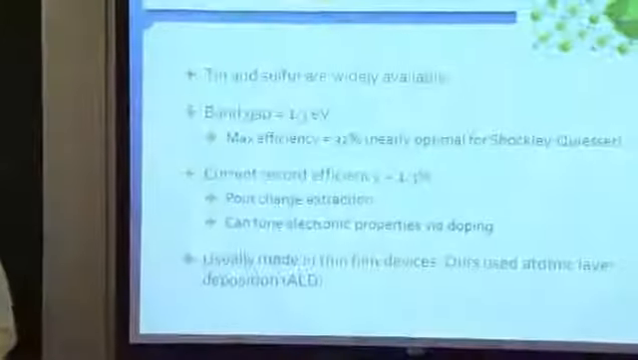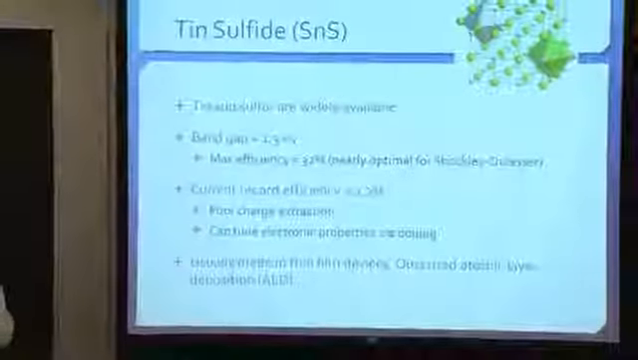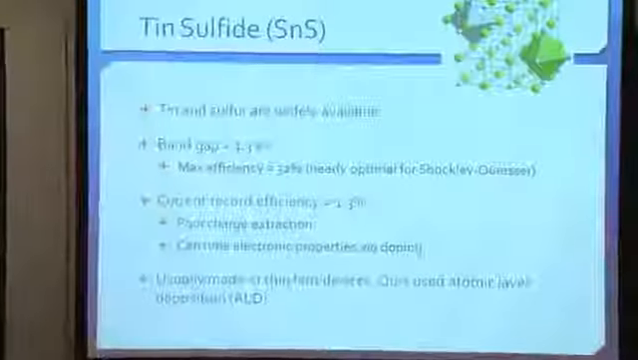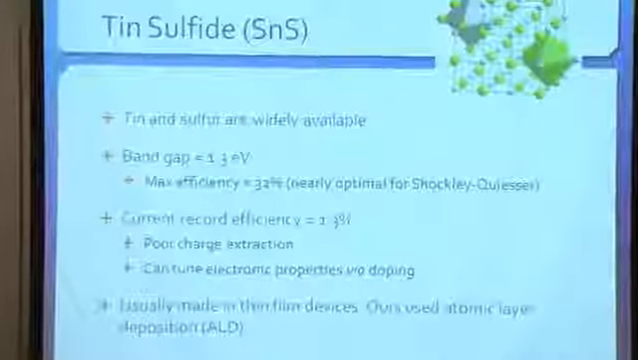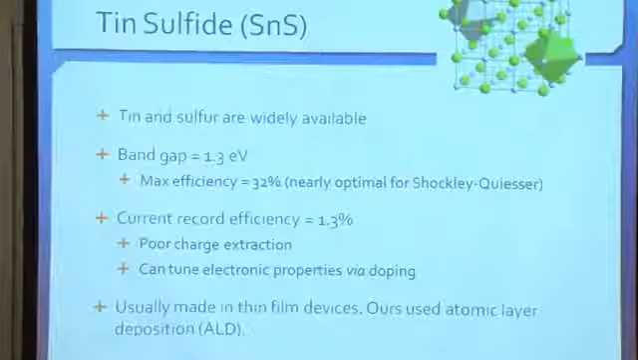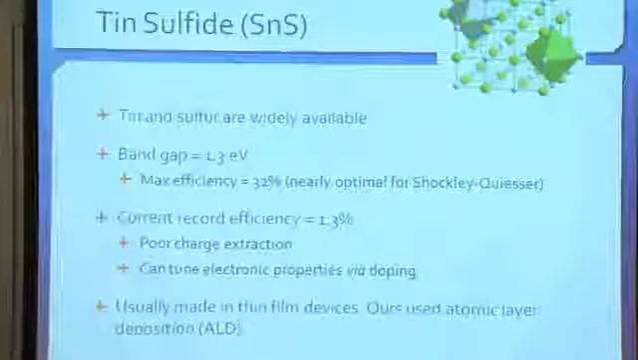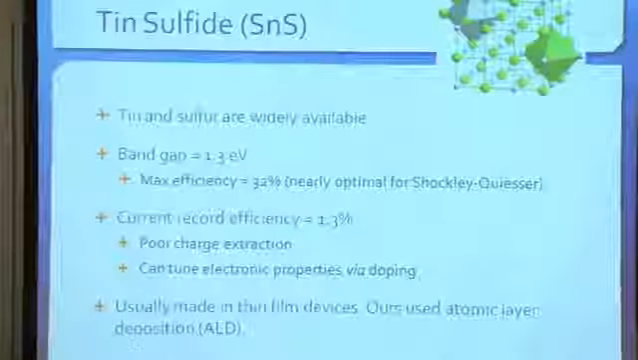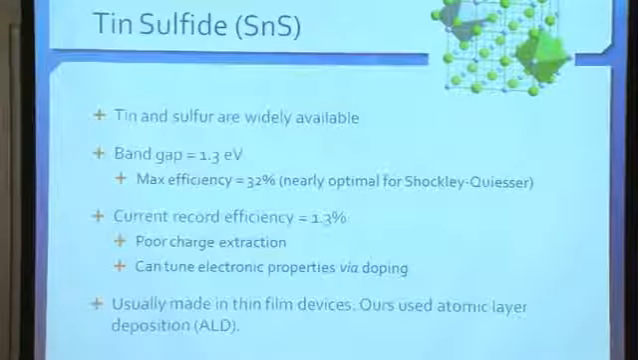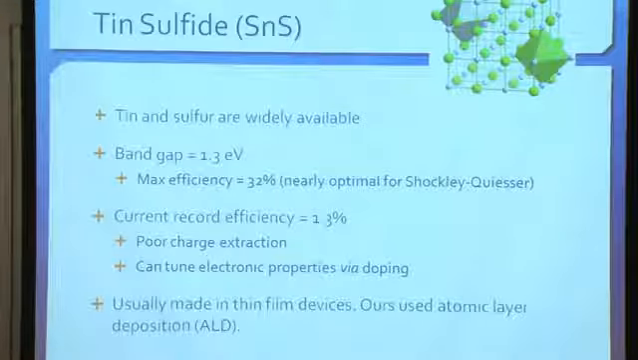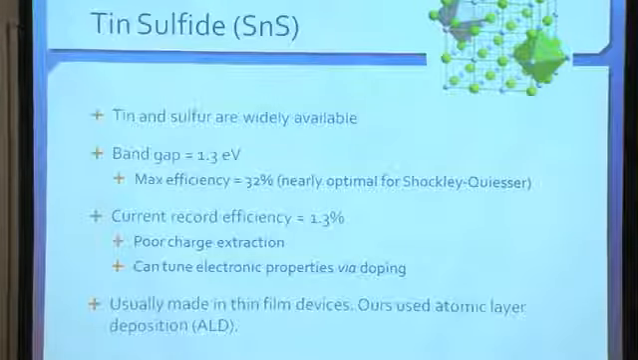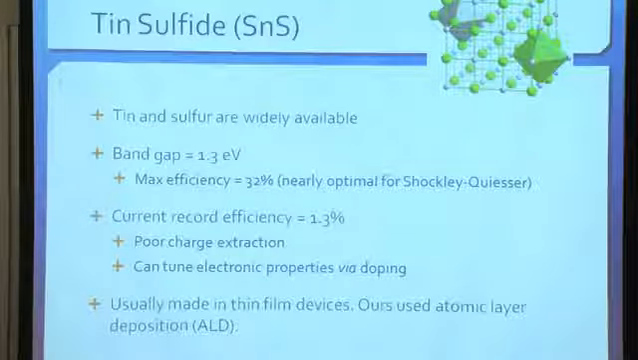Certainly, tin and sulfur are both elements with which we're very familiar. Tin has a wide manufacturing base. Sulfur is part of all of our biology, pretty easy to find. The band gap of this material is 1.3 electron volts, a little bit higher than silicon, but that actually brings it closer to the optimum of the Shockley-Queisser efficiency limits for a single junction solar cell. The maximum possible efficiency is 32%. However, the current record efficiency for tin sulfide cells is only 1.3%. So that gives you an idea of the state of development of this field.